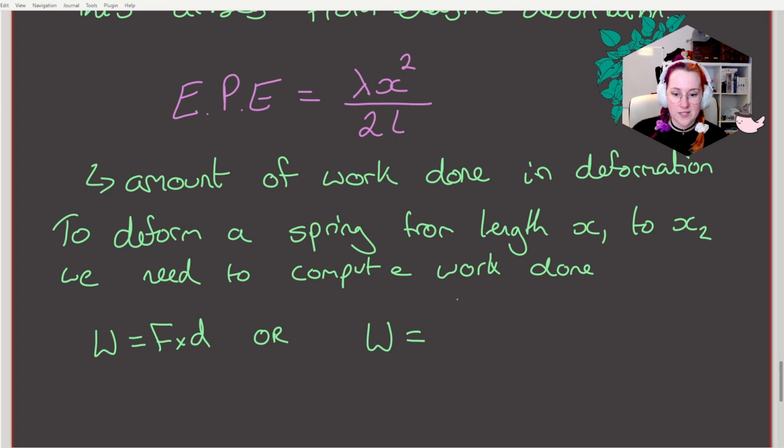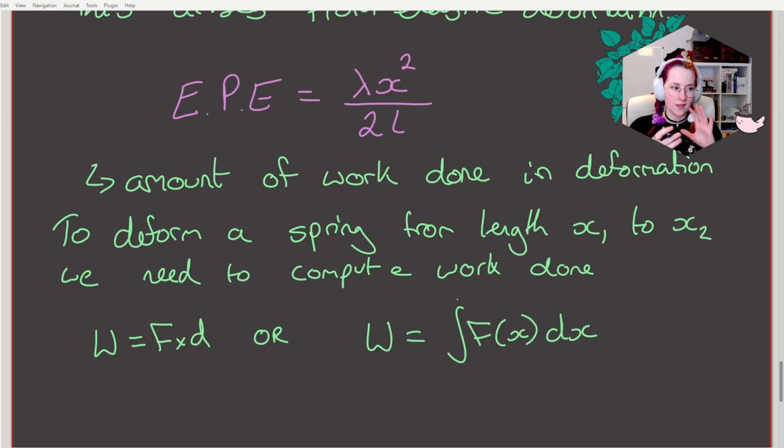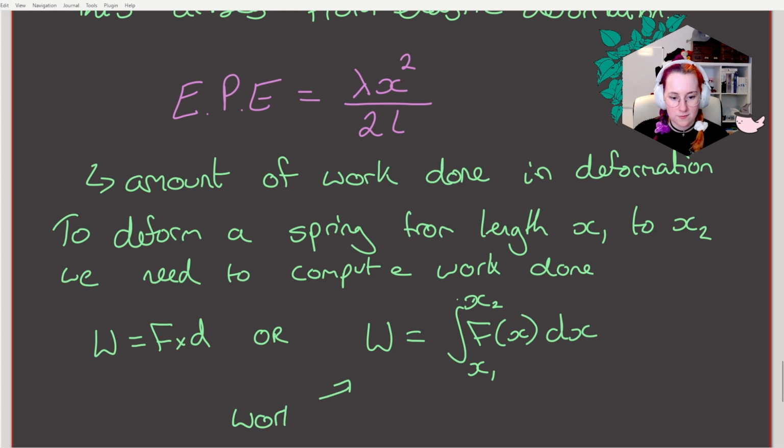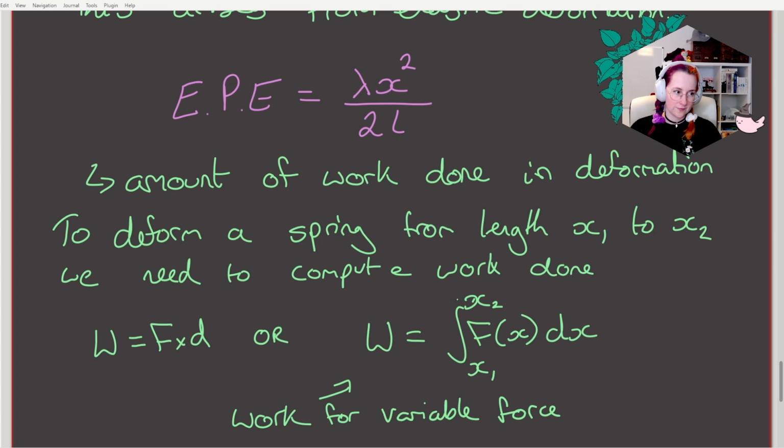So we say that the work is now the integral of the force with respect to the distance, because the force is changing, okay? And here we're doing it between two random lengths, x1 and x2. So this is the work for variable force.